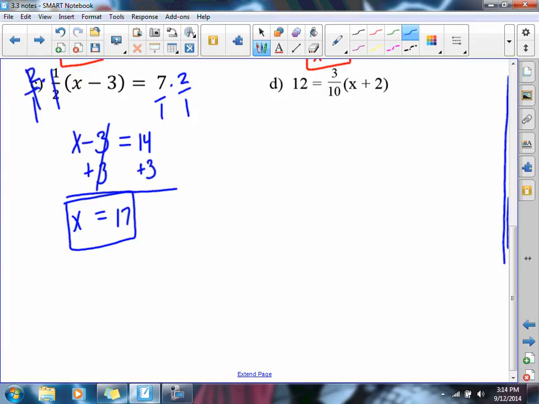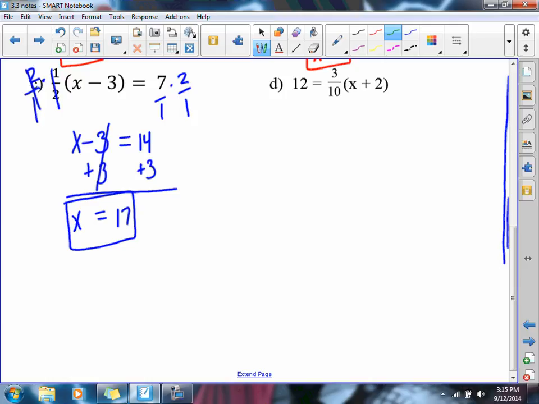And for part D, do this in green. It's written backwards, basically from example C. But that's okay. It's still the same process. I still have a fraction that wants to be distributed to the x and the 2. But if I distribute it to the x, that's okay. I get 3/10 x. It's not as nice as the 1/2 x. But if I distribute the 3/10 to the 2, I'm going to get 6/10. And then I have to subtract the 6/10 from the 12.